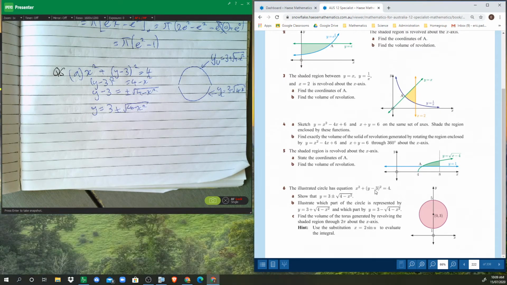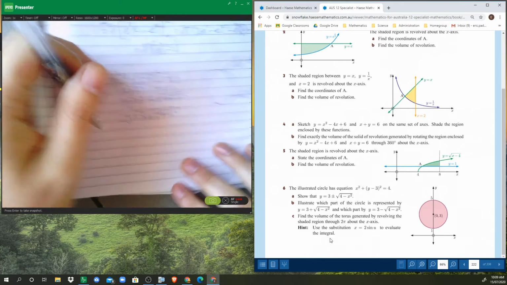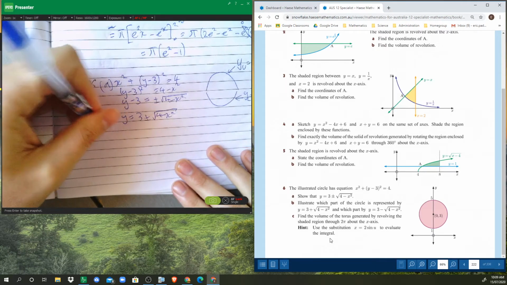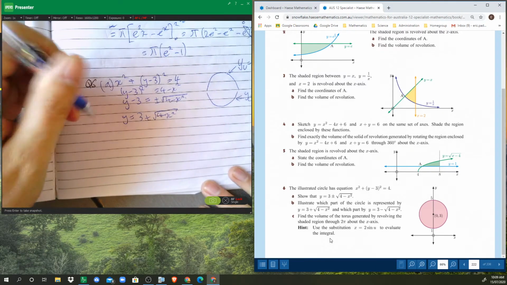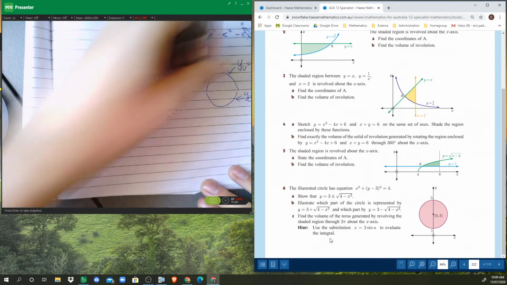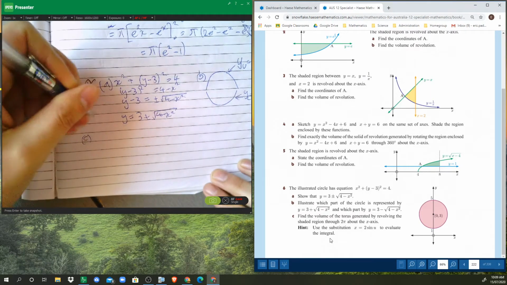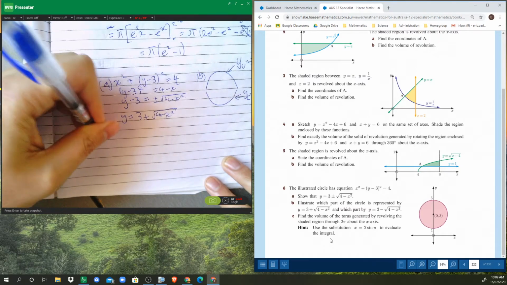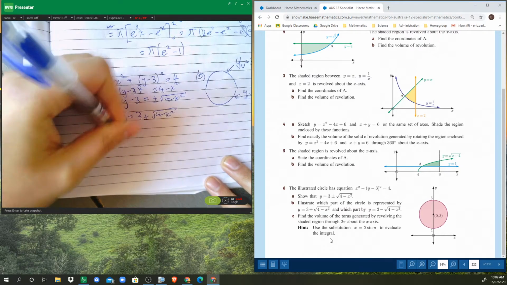All right. Find the volume of the torus by revolving the shaded region through 2 pi. And they give you a hint. So I think I do this in the general sense by integration by parts, but we'll see how we go. So let's go find this torus. Don't forget your pi.